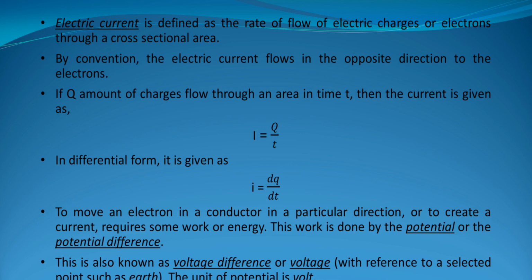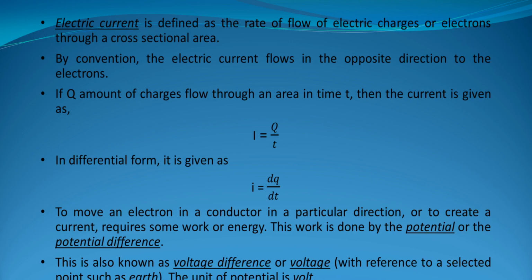Then, to move an electron in a conductor in a particular direction or to create a current, we need to do some work or apply some energy. This energy or work is done by the potential or the potential difference. You all know that if you want to move an object from one place to another, you need to apply some force or some energy, you need to do some work so that it moves from one place to another.